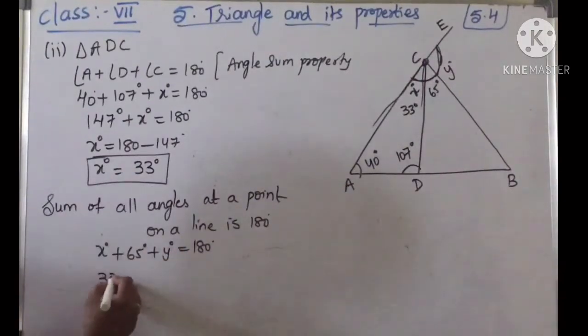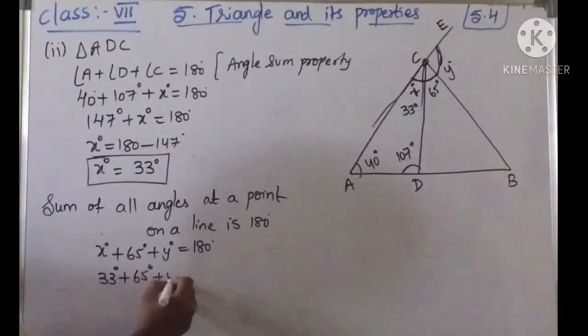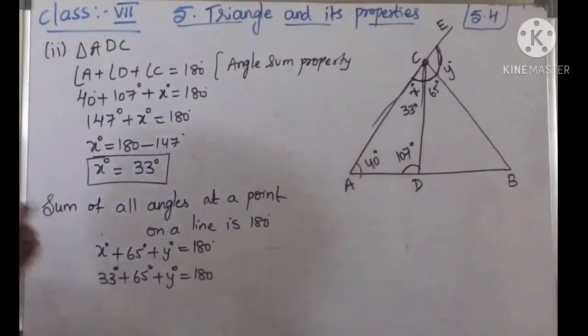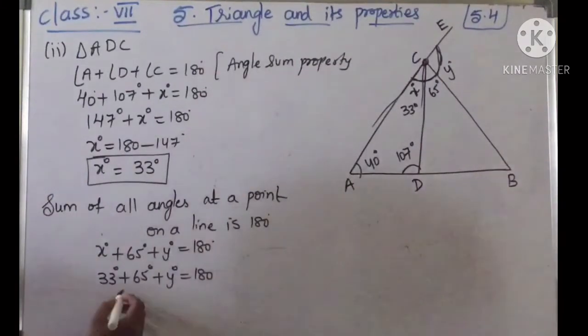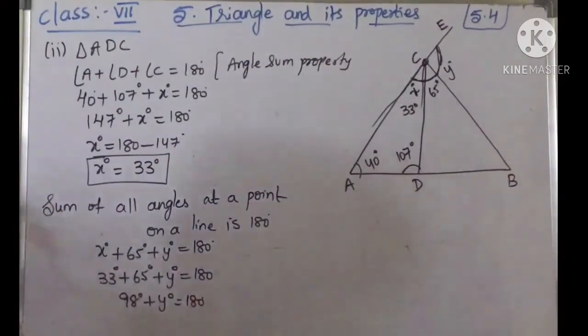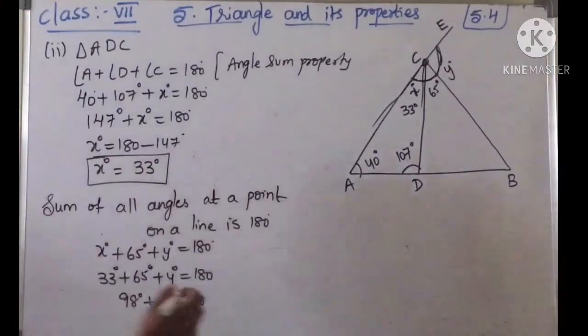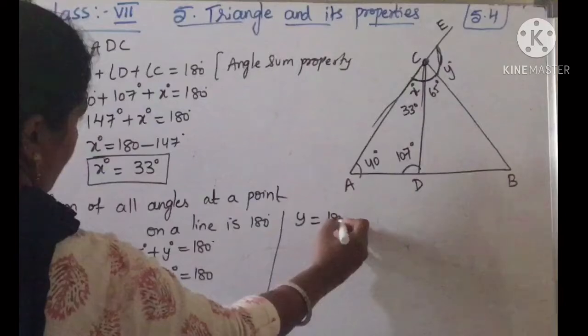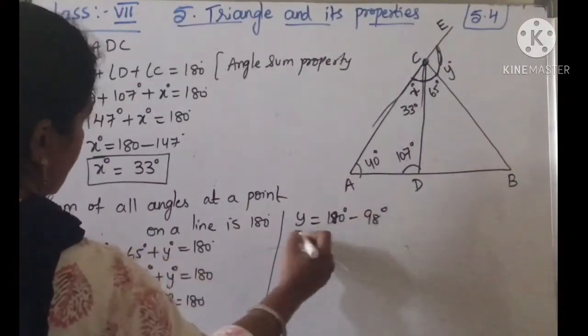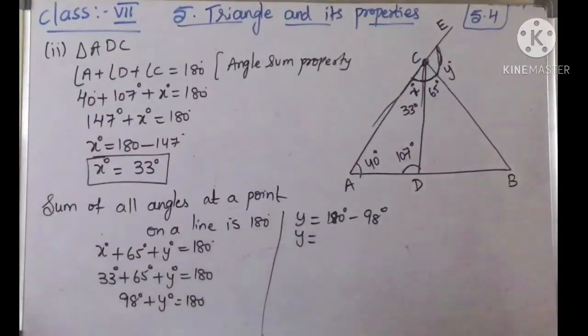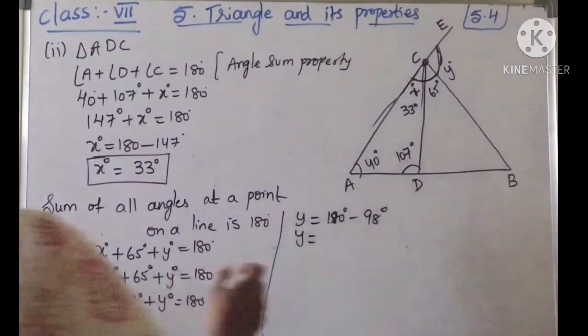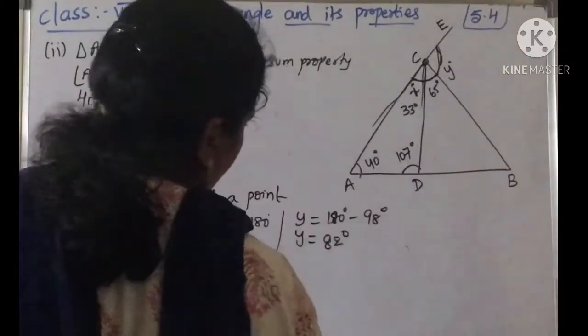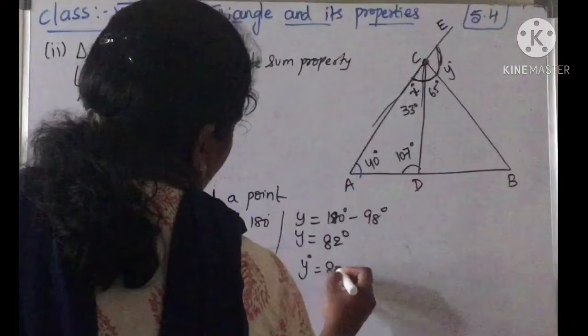Already we got x as 33. 33 plus 65 plus y degrees equal to 180. So 33 plus 65 is how much, children? 98. 98 plus y degrees is equal to 180. Right? So what is y here? Take this plus 98 to the other side. So it will become minus 98. Therefore y is equal to 180 minus 98 degrees. How much is 180 minus 98? It is nothing but 82. So therefore y is nothing but 82 degrees.